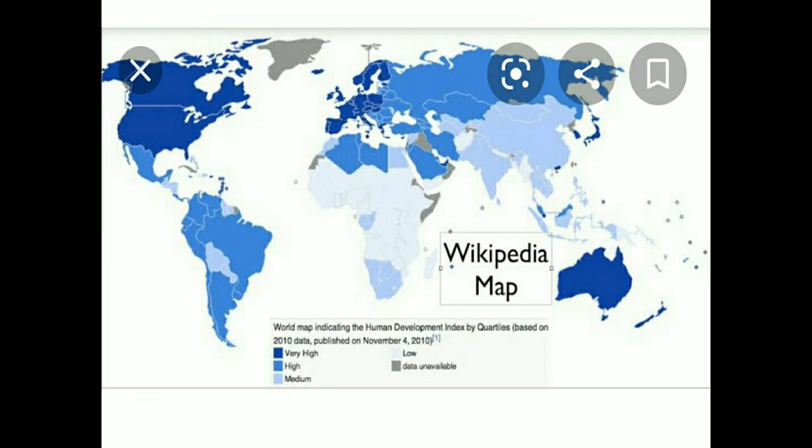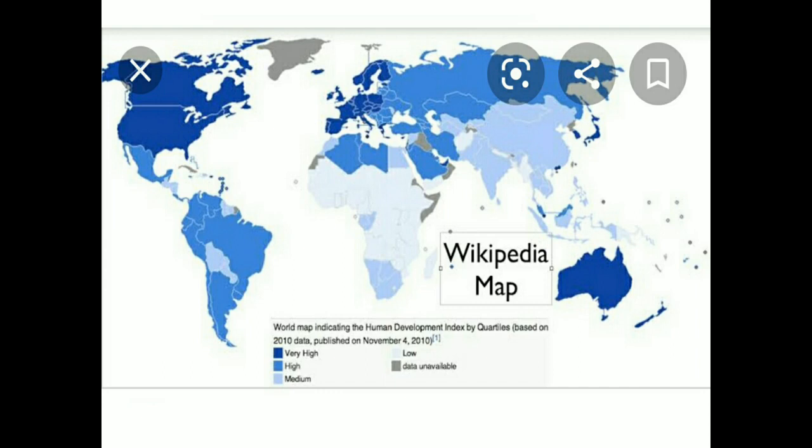This is a world map. Here you can see different types of colors. The dark blue color is very high. This world map indicates the human development index by countries based upon 2010 data. It was published on November 4th, 2010. So it shows how the human development index has taken shape in different continents and countries.